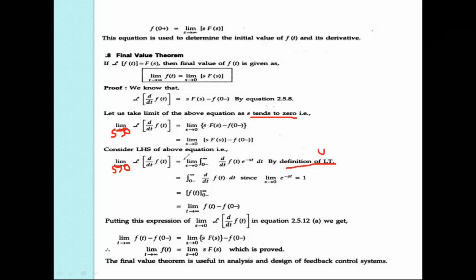Now, here s tends to 0. You can substitute s tends to 0 in this equation. E power minus 0 is 1. So integral 0 minus to infinity d by dt of f of t dt. The integral of the derivative is simply f of t, with the upper limit infinity and the lower limit 0 minus.